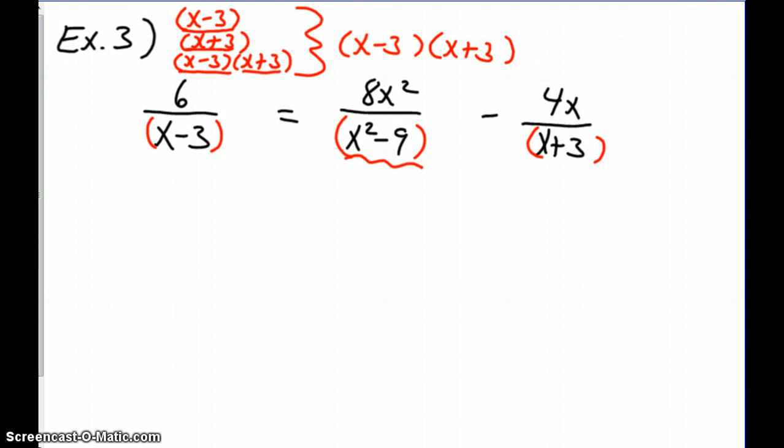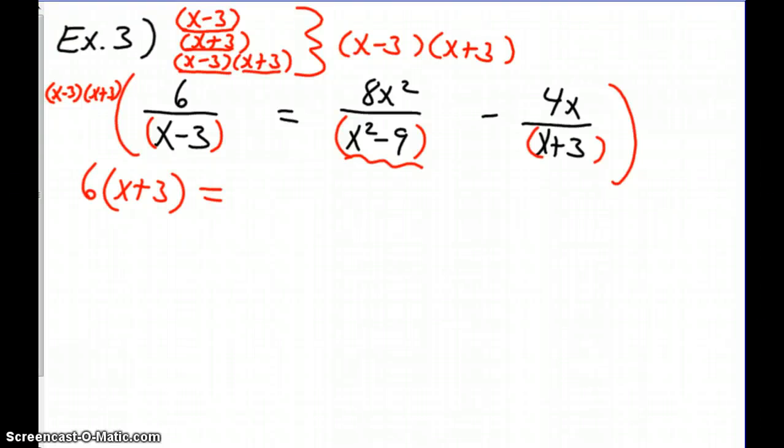Okay, now what are you going to do with the LCD? Multiply everything by it. Okay, so here we go. I'm going to put the big parentheses down, and you're going to throw it up there on the board. Okay, there you go. So I'm going to multiply everything by it. Okay, so now you guys tell me, if I take the LCD and multiply it by the first fraction, what will I write down? 6x plus 3. There you go. You got it. There it is. 6x plus 3.